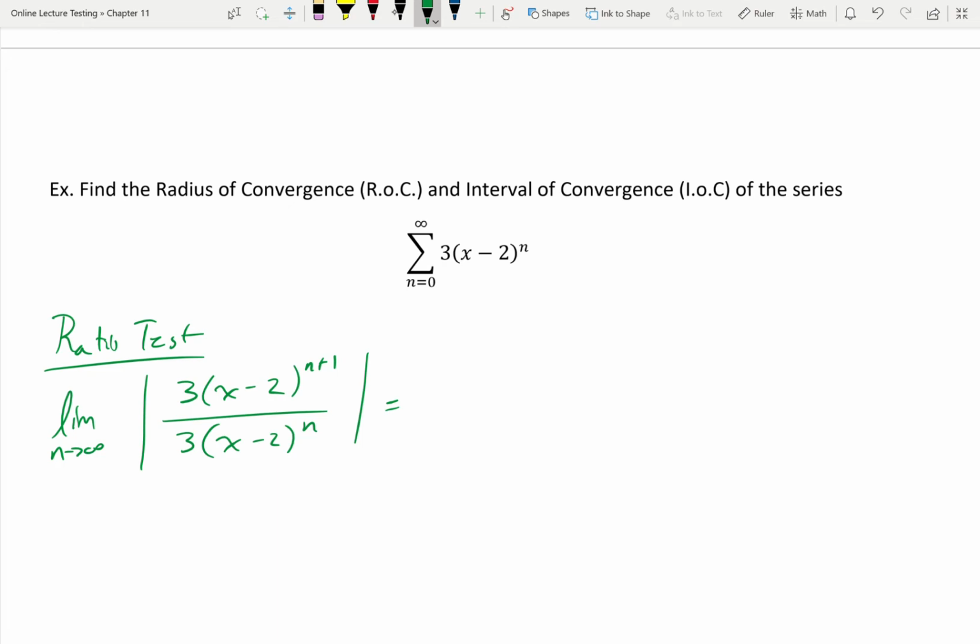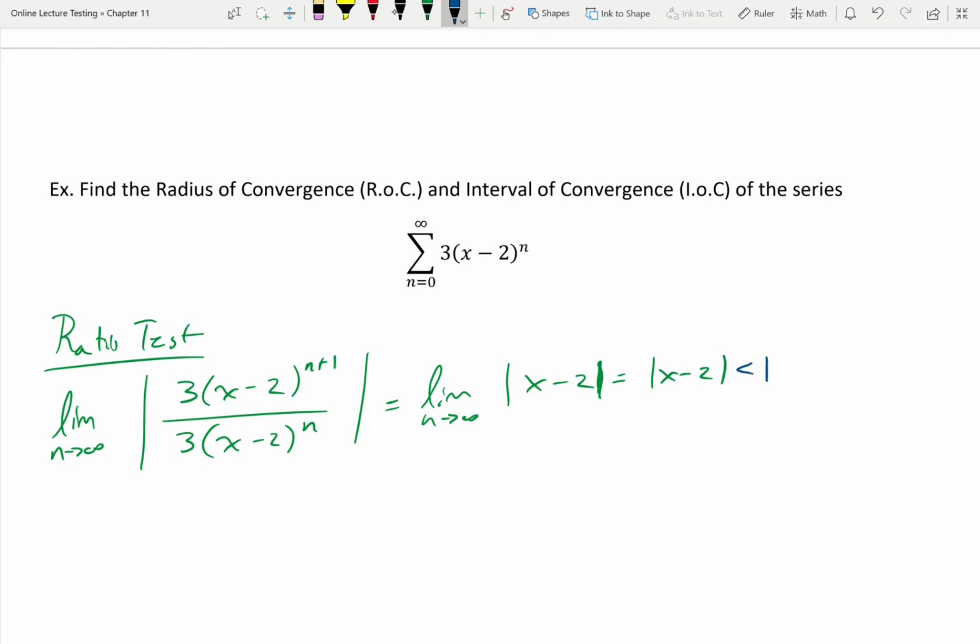the 3's are going to cancel. We're going to get all copies of x minus 2 except for 1 cancel out from the top. So we have the absolute value of x minus 2, and that's all we have. Well, since there's no n in here, we get the absolute value of x minus 2 as our limit. Well, that means we want this to be less than 1 in order to converge.